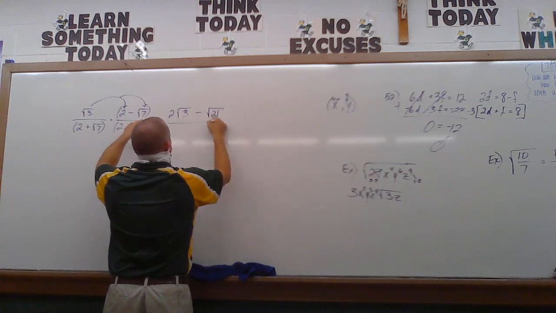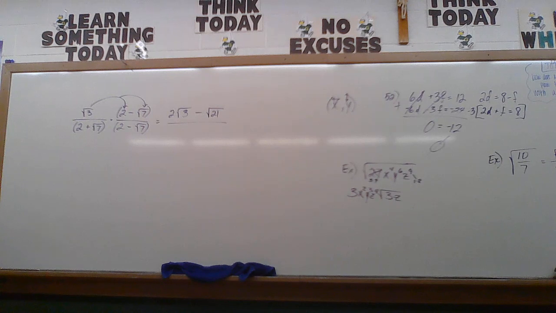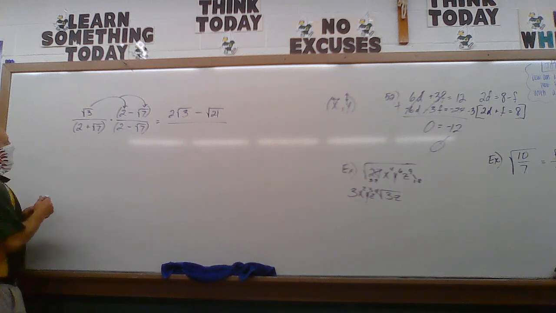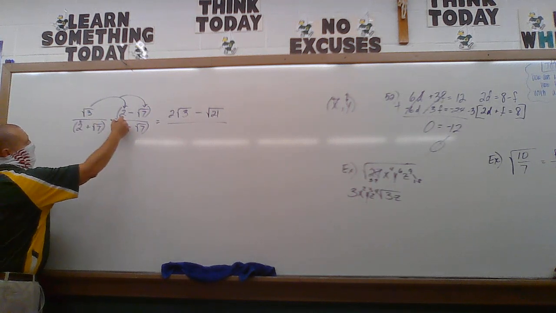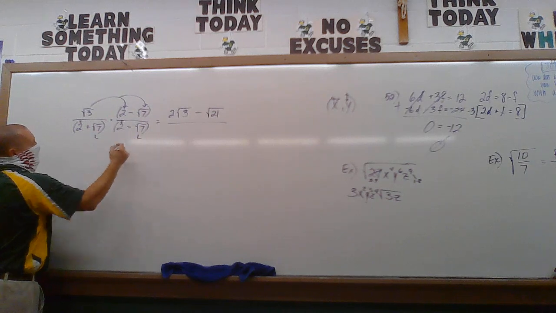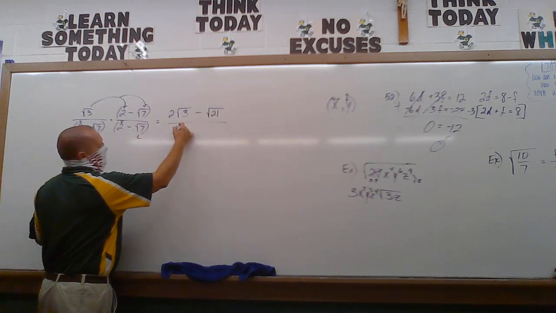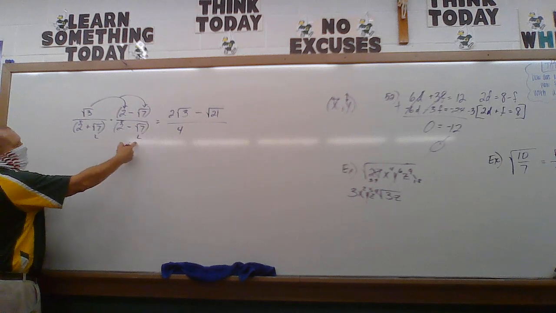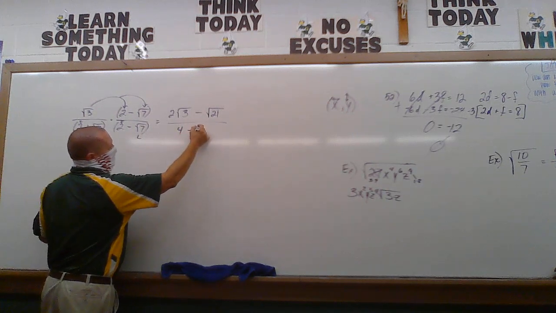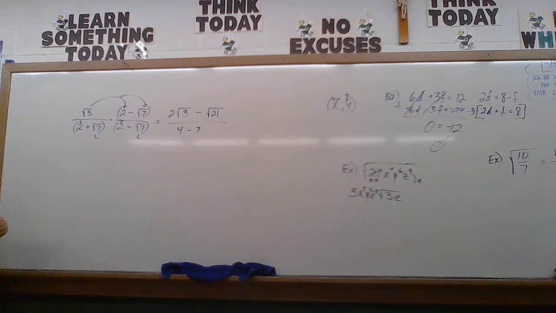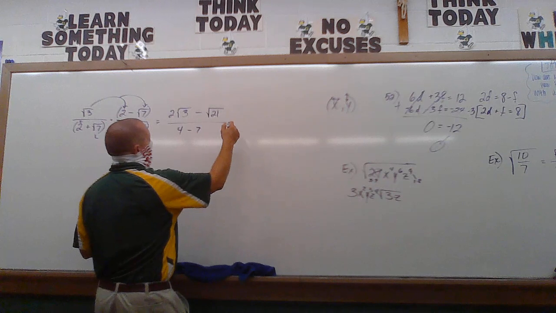Perfect. All over. Now on the bottom, I actually have a binomial times a binomial, so I could do FOIL. But I told you the other day, the O's and the I's should actually do what to each other? Cancel out. So I really only have to do my F's and my L's. So if I do my F's, 2 times 2. If I do my L's, I get what? Minus 7? Right? Yes. And so then I simplify.